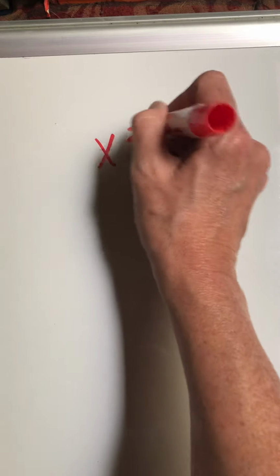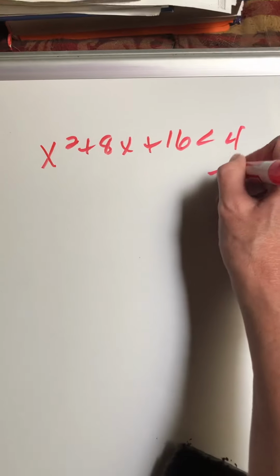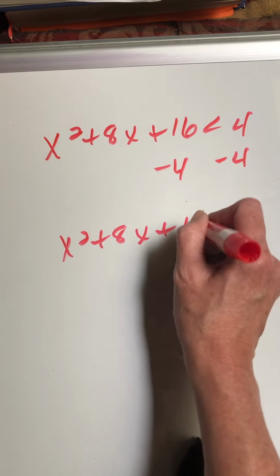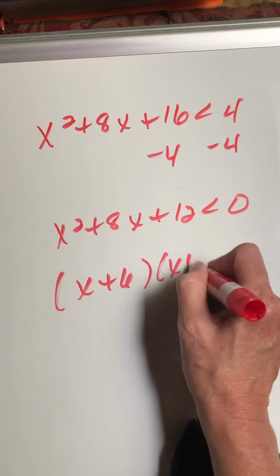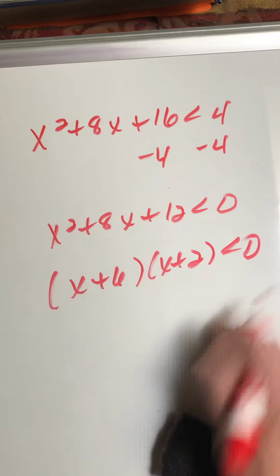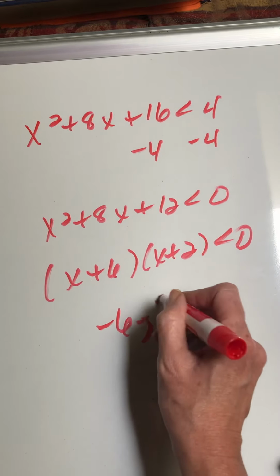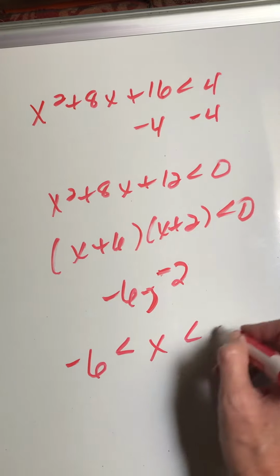Now let's see, x squared plus 8x plus 16 less than 4. So subtract 4. So x squared plus 8x plus 12 less than 0. So that'd be a 6 and a 2. x plus 6, x plus 2. This is negative 6, negative 2. It is a conjunction again. So negative 6 less than x less than negative 2.